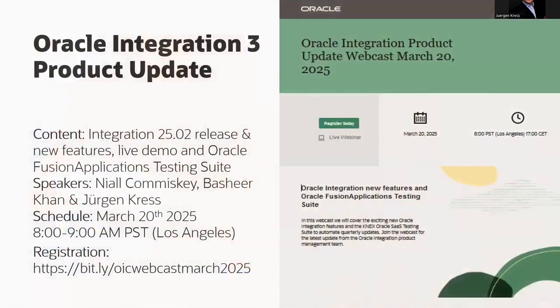If you want to learn more about the upcoming release 2502, you can join Neil and myself at our quarterly product update webcast, where we will also talk about robotic process automation, and Bashir Khan will join us. He built a tool for Fusion SaaS testing based on the Oracle RPA functionality.